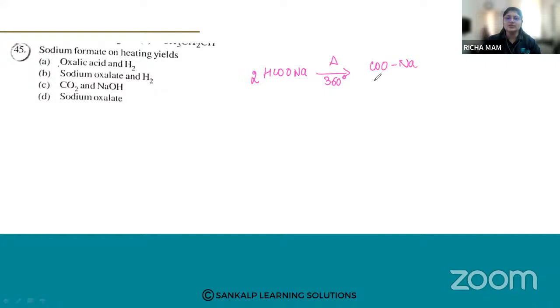I'll get sodium oxalate. Again, both of these hydrogen atoms are replaced by Na, so I'll get sodium oxalate plus H2. So option number B is the correct answer.